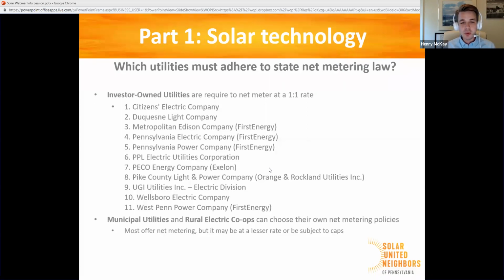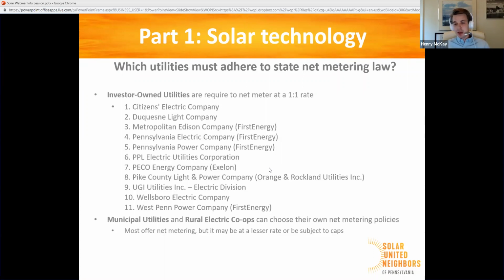Now, if your electric utility is a municipal utility, owned by a local government, or a rural electric co-op, if you're in a more rural area, they aren't regulated by the state in the same way, and they can kind of follow their own rules according to net metering. So they aren't required to offer the same net metering arrangement, but most of them do.